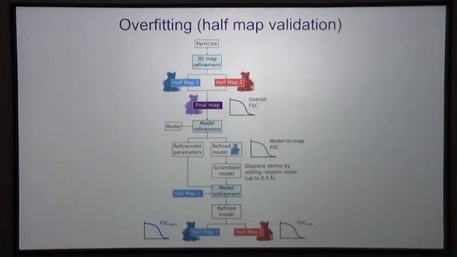And so to do model validation, we could reserve a whole half map for validation. But that is quite costly. We really want to include that information.